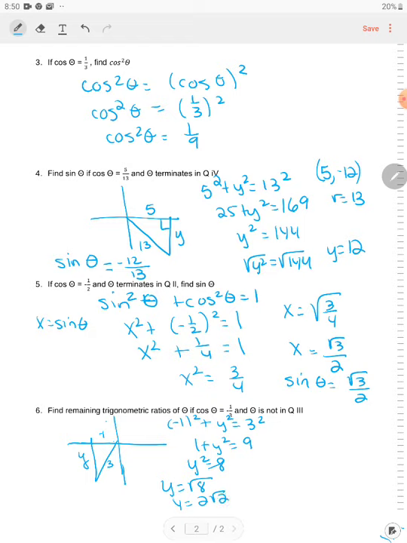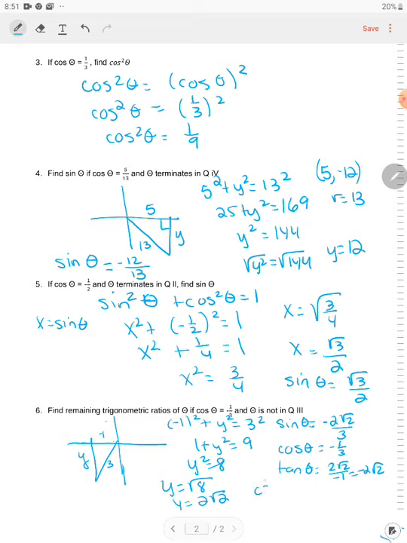Okay. So sine of theta is y over r. In this case, it's positive. So sine of theta is equal to 2 root 2 over 3. Cosine of theta is equal to negative 1/3. And tangent of theta is equal to y over x, 2 root 2 over negative 1, which is equal to negative 2 root 2.